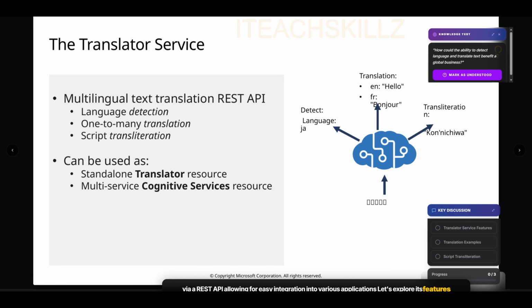Let's explore its features. It detects languages, performs one-to-many translations, and even transcribes scripts. For instance, translating hello in English or detecting bonjour as French. Additionally, phrases can be transliterated to Roman script, making them accessible globally.